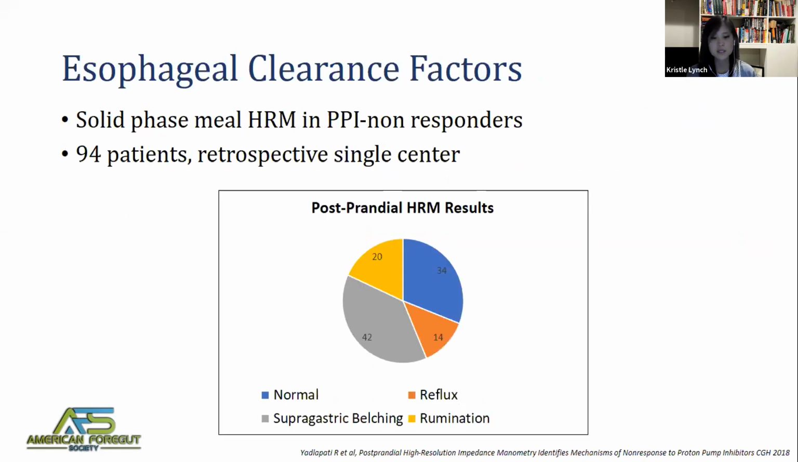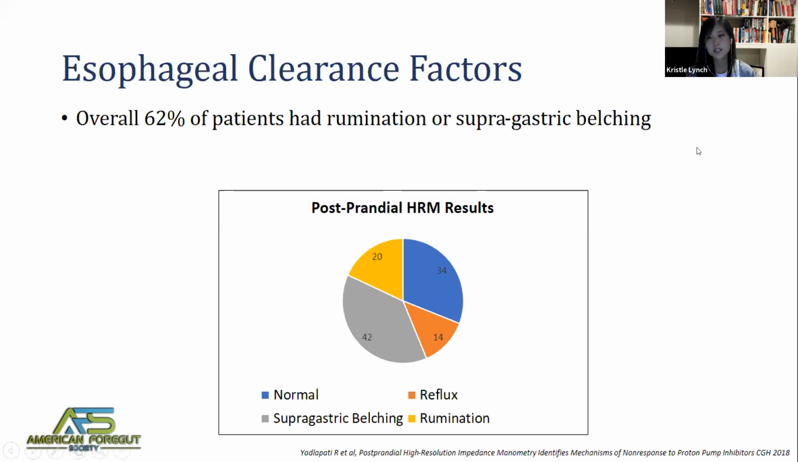This was a retrospective single center study. And what they found is here. So in the blue is normal, so 34% of patients had normal manometry, and the orange had evidence of reflux. But gray and yellow, gray is 42% of patients had supragastric belching, and 20% of patients had rumination syndrome. So this is really marked because overall, 62% of patients had a behavioral disorder.